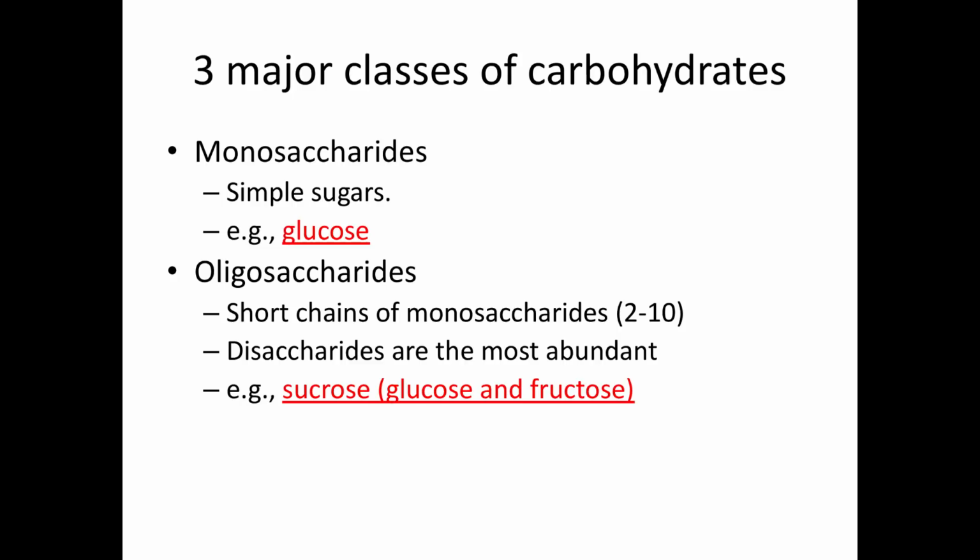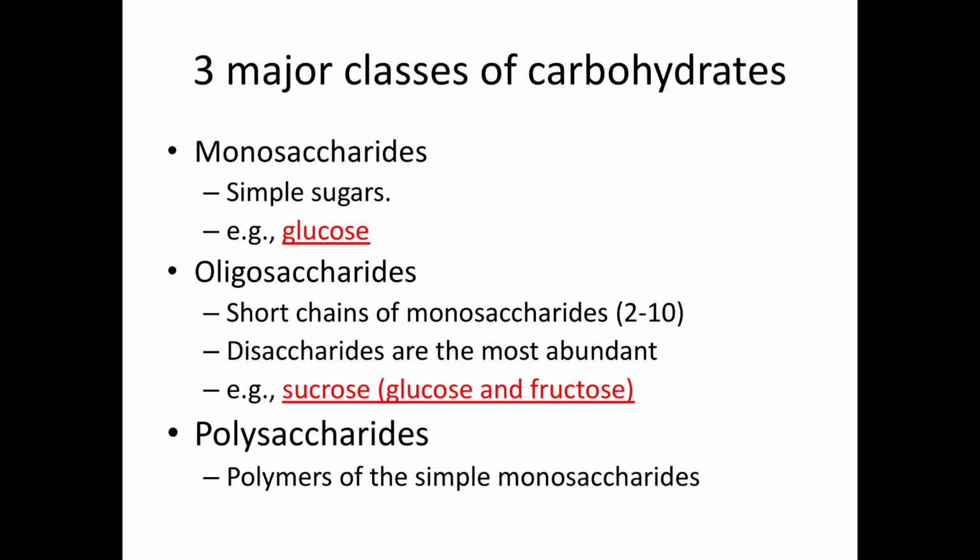Then there are oligosaccharides. So these are short chains of monosaccharides, so anywhere between 2 and 10 monomers. Disaccharides are the most abundant. So one example of this would be sucrose, which is composed of glucose and fructose, which are linked together. And then lastly, we have polysaccharides, which are basically polymers of simple monosaccharides. So anything that is longer than 11 or so monomers would be considered a polysaccharide.